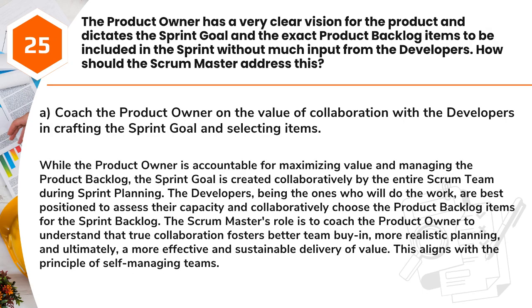Answer. A. Coach the product owner on the value of collaboration with the developers in crafting the sprint goal and selecting items. While the product owner is accountable for maximizing value and managing the product backlog, the sprint goal is created collaboratively by the entire Scrum team during sprint planning. The developers, being the ones who will do the work, are best positioned to assess their capacity and collaboratively choose the product backlog items for the sprint backlog.